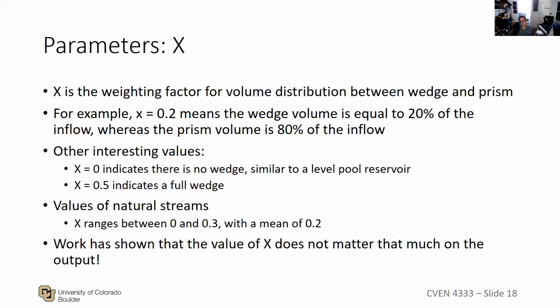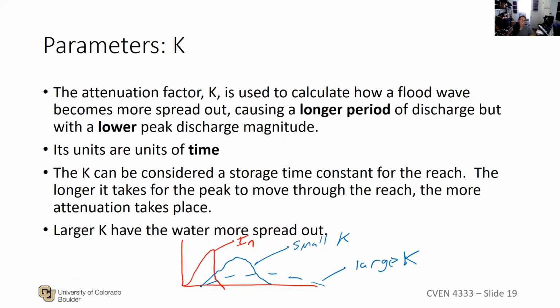And some sensitivity studies have shown that the value of X doesn't necessarily matter that much on the results of this method. But the parameter K is probably more important here. And you can think about this as a kind of travel time constant. In my very artistic drawings there, essentially the larger the K value is, the more time it takes for the peak to move in, and the more attenuation that you end up seeing.